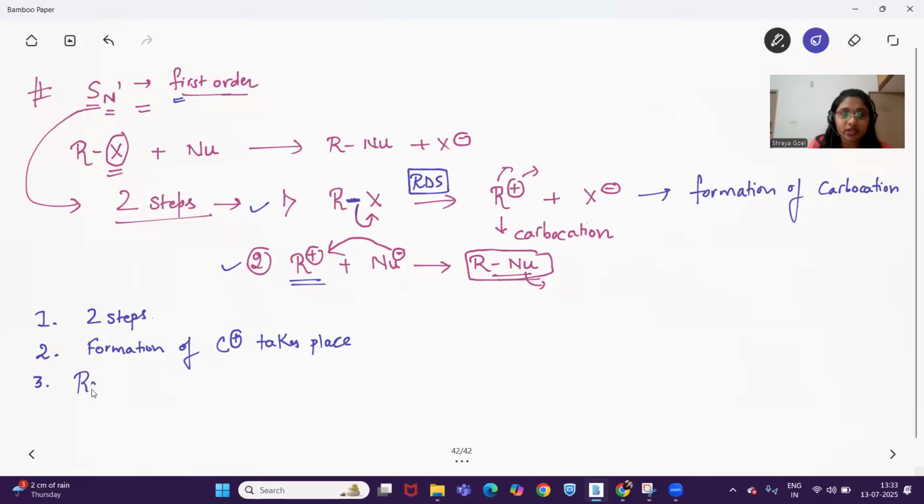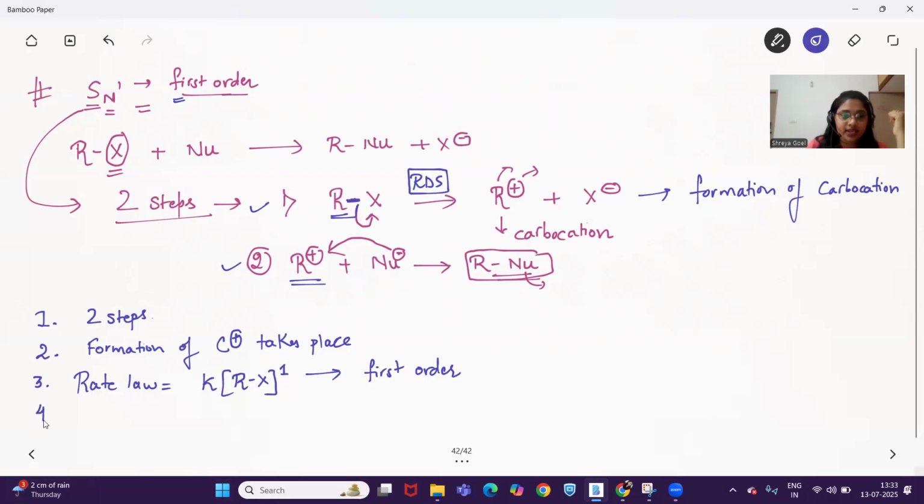So we can write our rate law as K, which is a rate constant, of course, and the reactant or the substrate is the alkyl halide here. So we can write alkyl halide, and of course, the power is 1. That's why this mechanism is first order, because the rate is solely dependent on the alkyl halide's concentration. It is not dependent on the nucleophile's concentration. It is only dependent on the alkyl halide concentration, which is present in the first step, the slow step.